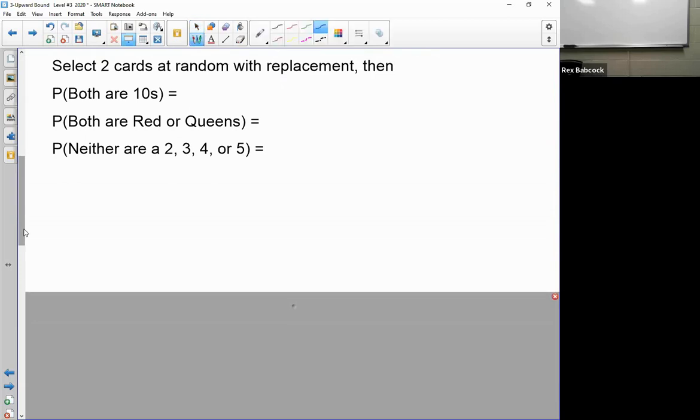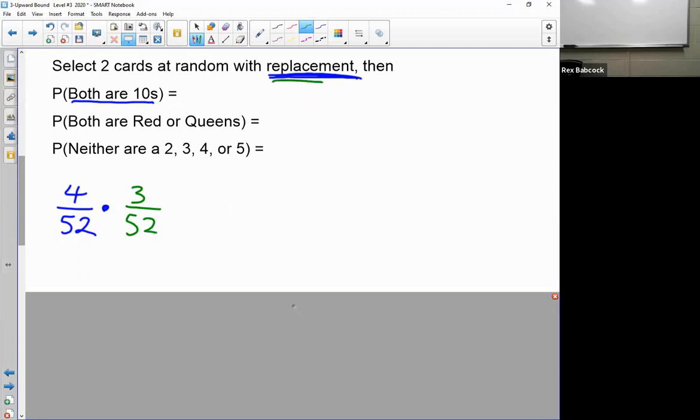When it says with replacement, that keeps the probability the same. In other words, on my first draw, I want both to be 10s. There's 4 10s out of 52. Okay? On my second draw, there would only be 3 10s out of 52.